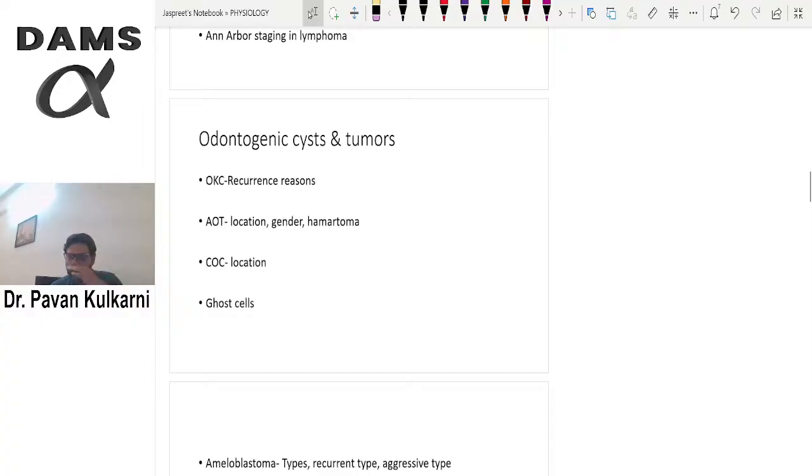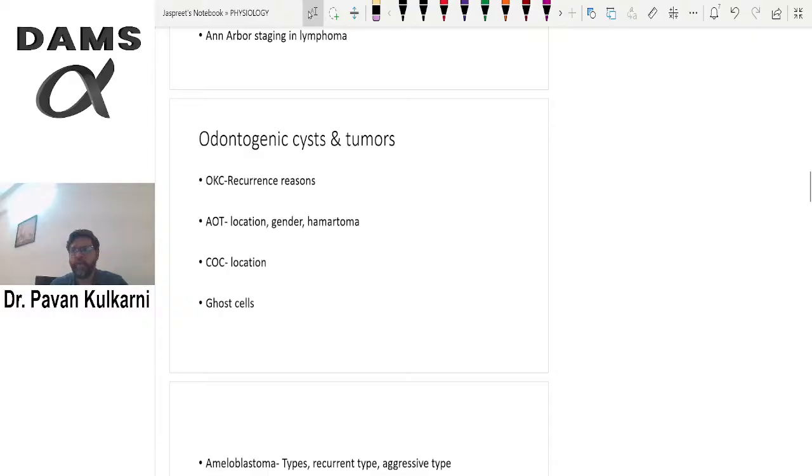And whenever we talk about AOT, that is adenomatoid odontogenic tumor, all of us know the speciality of AOT, that this AOT is not a neoplasm, it is a hamartoma. So that is again one concept they usually ask about. And the location of the AOT and which gender more commonly has this AOT, that is what you are supposed to know. And then COC, that is calcifying odontogenic cyst, you're supposed to know about its location. Its location is very unique because it is again associated with the anterior maxilla.